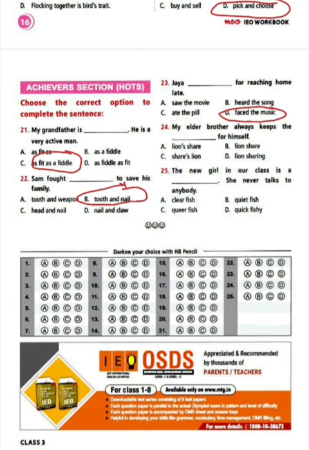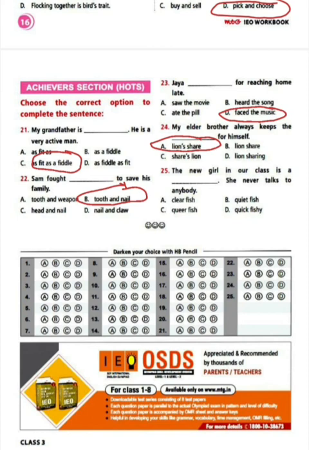24. My elder brother always keeps the dash for himself. Lion's share. That is the bigger share. This happens in the siblings. Like always, siblings they want the bigger share. So my elder brother always keeps the lion's share for himself. Means he keeps the bigger portion of something for himself.